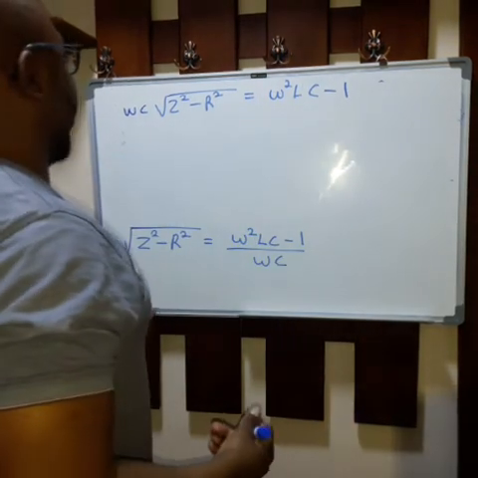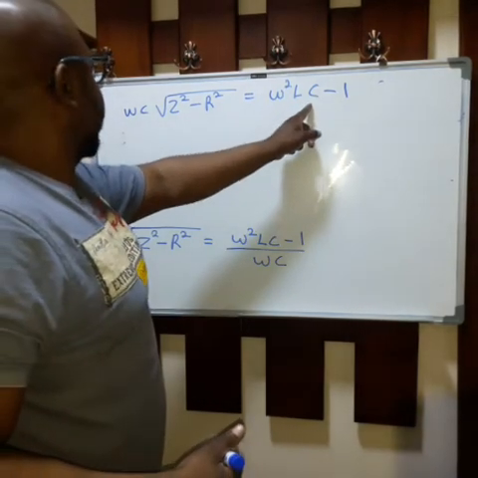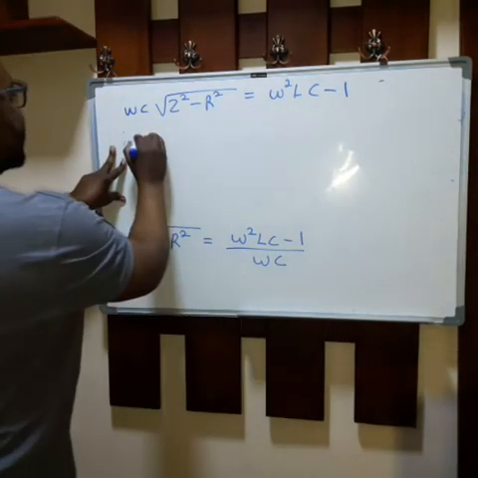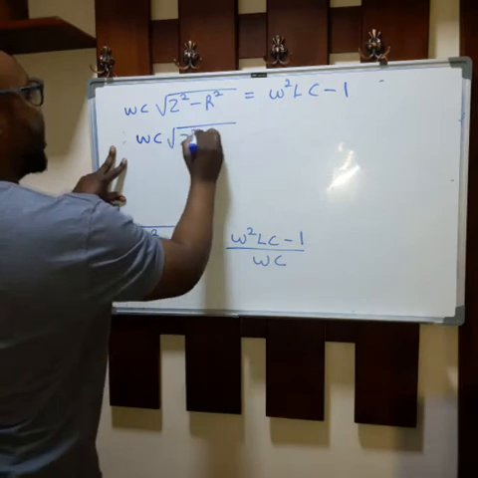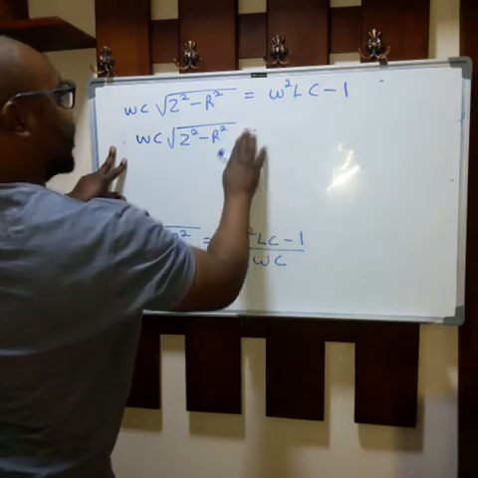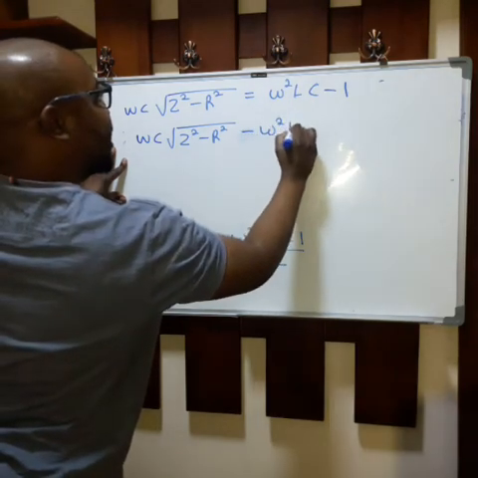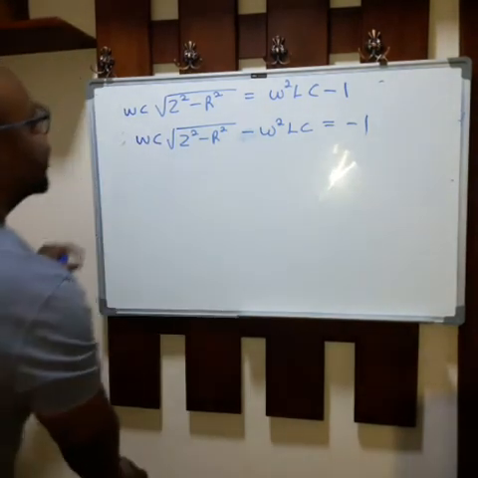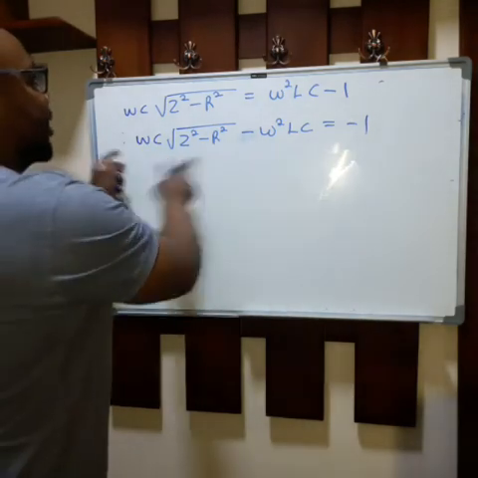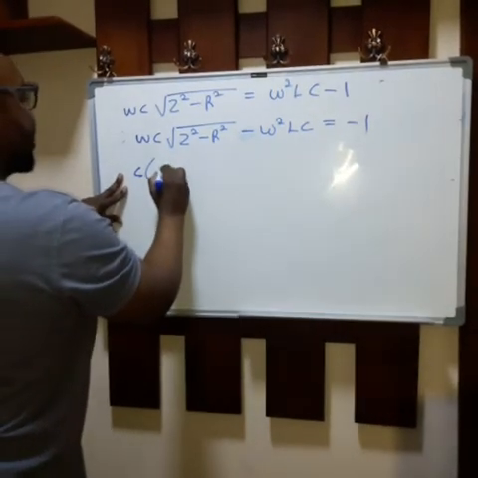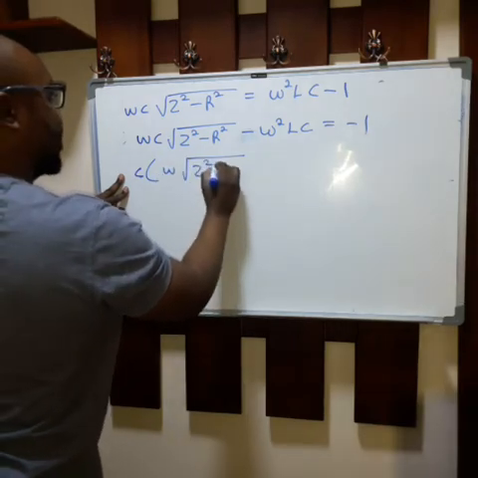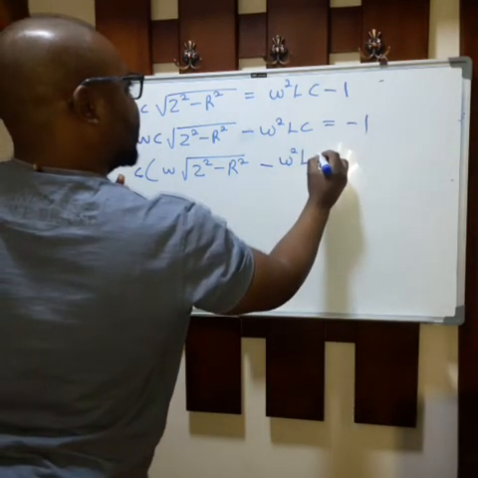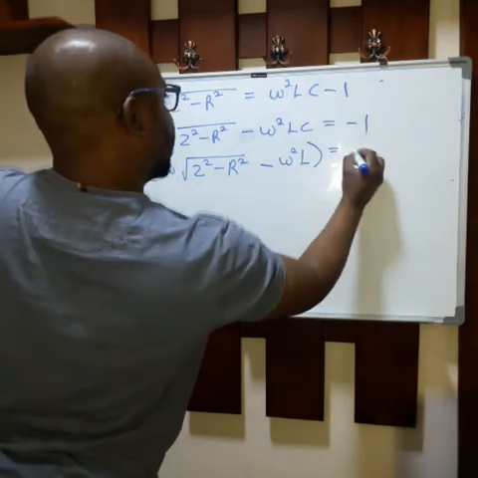Okay? I can then collect like terms because there is a C there, there is another C there. So I'll make this term jump to the left side. It will be wc root z squared minus r squared minus w squared lc is equal to minus 1. Okay? I'll wrap this one. Then I can factor out C from this expression. It will be C open bracket w root z squared minus r squared, okay, minus w squared l, right, close bracket is equal to minus 1.